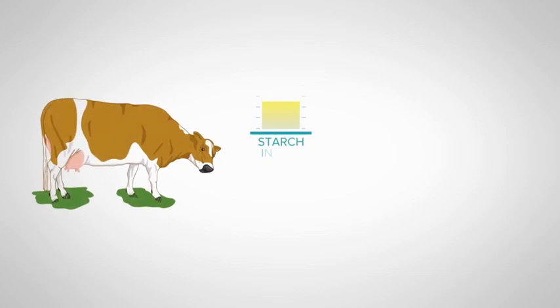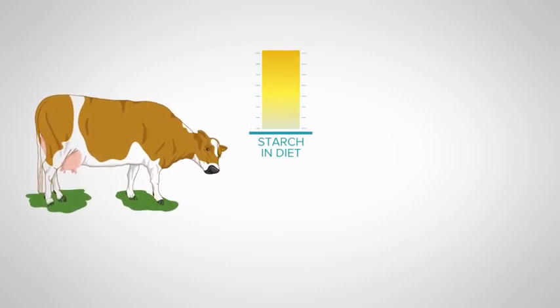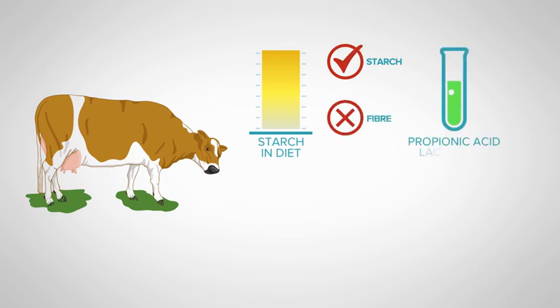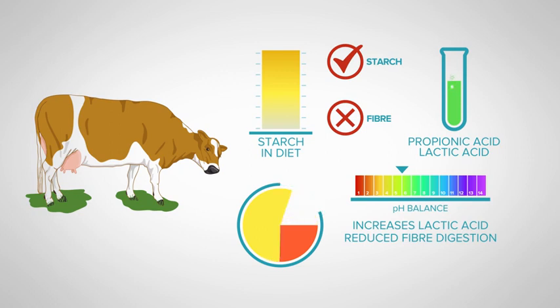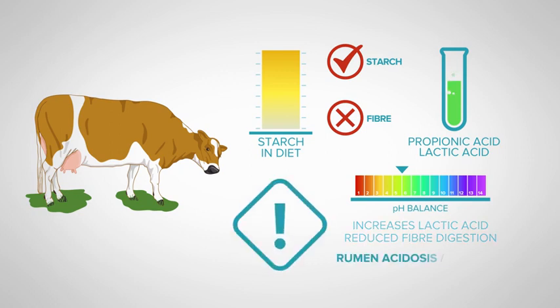For example, when a cow is fed a diet containing a large proportion of starch, there is preferential digestion of the starch instead of the fibre, and propionic acid and lactic acid are produced. If there is too much starch in the diet, or if it is introduced too quickly into the diet, this causes a drop in rumen pH and an increase in lactic acid production. The lactic acid reduces fibre digestion and can result in rumen acidosis and laminitis.